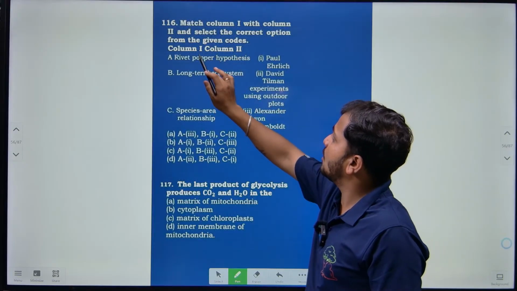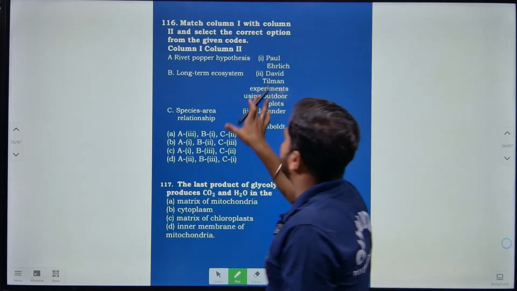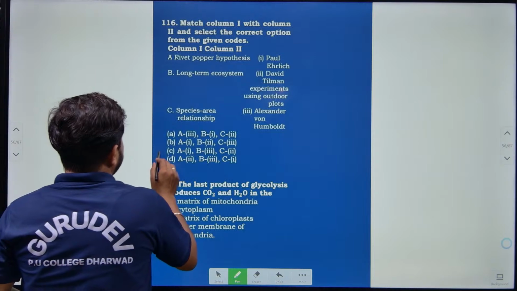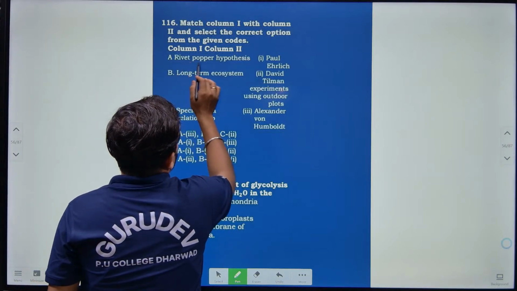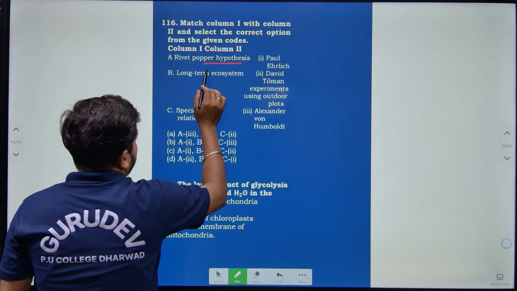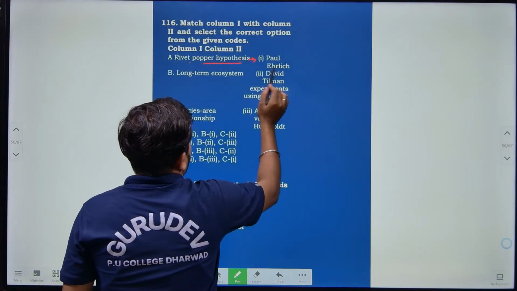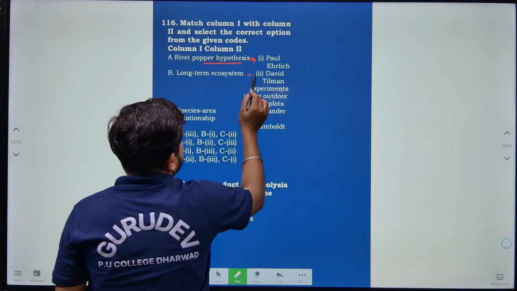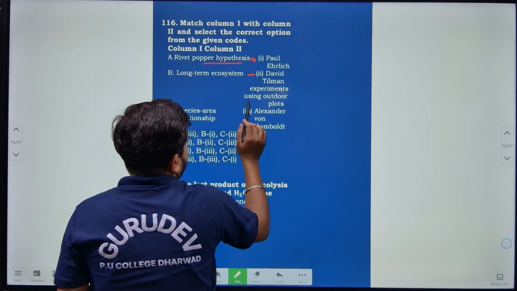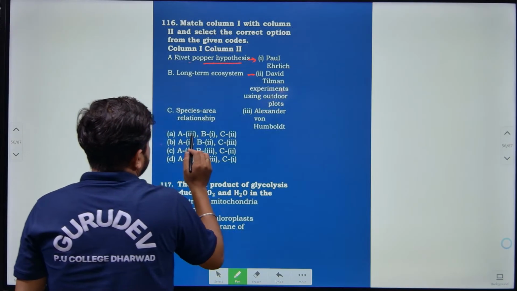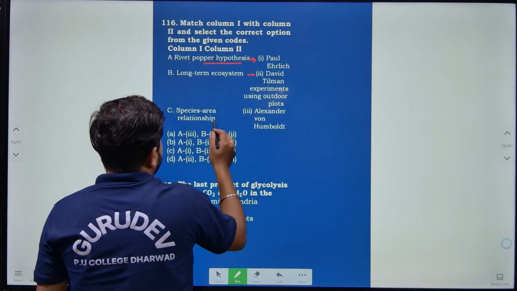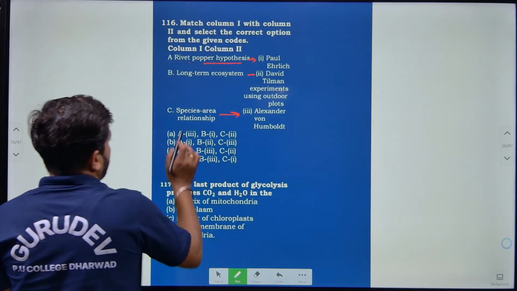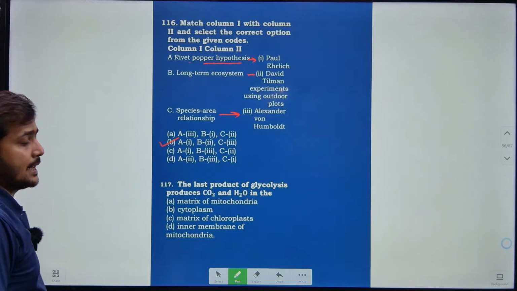Then match column 1 with column 2 and select the correct option from the given code. So here, the Rivet-Popper hypothesis is related to Paul Ehrlich. Then the long-term ecosystem experiment is related to David Tilman, using outdoor plots. Then the species-area relationship is given by Alexander von Humboldt, right? So according to that, option B is correct here.